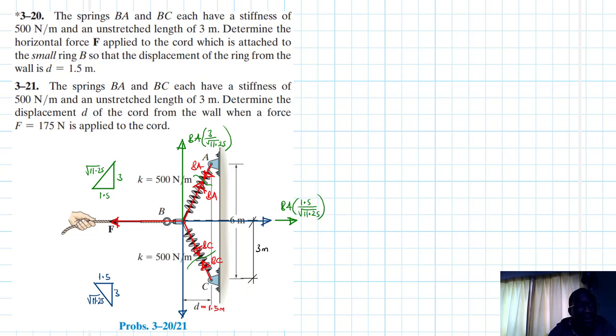And then we have this one here, which is BC, and this is just the same also, it's 1.5 over root of 11.25. And then we have BC there. Let me take it this side. BC, which is just equal to 3 divided by root of 11.25. Great.